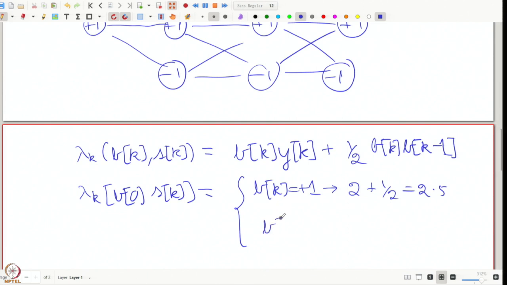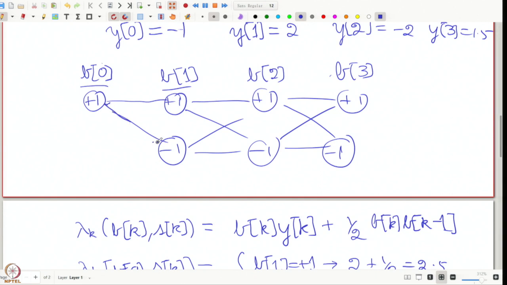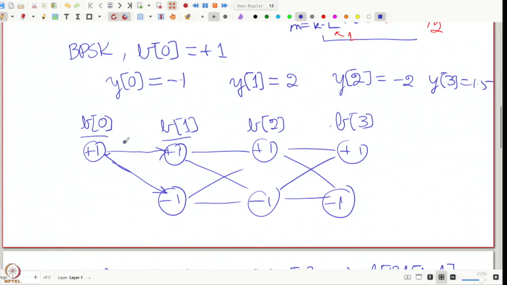Let us compute the branch metric for the other approach, if BK is minus 1. Actually, I wanted to write B1 over here. Let us correct it. Okay, so this is B1. If B1 is minus 1, what do I get? Y is still 2 and B1 is minus 1, so minus 2, and B0 is plus 1, so minus half. This is minus 2.5. So in this particular trellis diagram, I am going to write these metrics, because I essentially want to maximize this quantity, this lambda B. So I am going to write these on the branches over here: 2.5 for going here, minus 2.5 for going here.